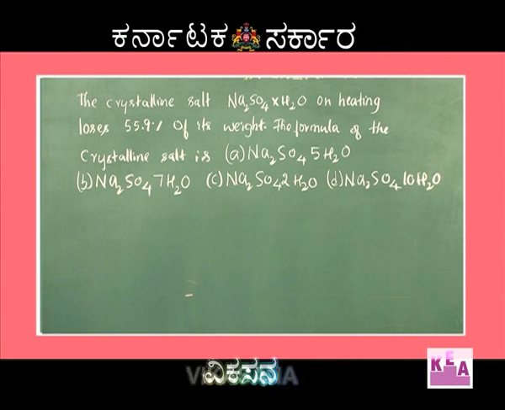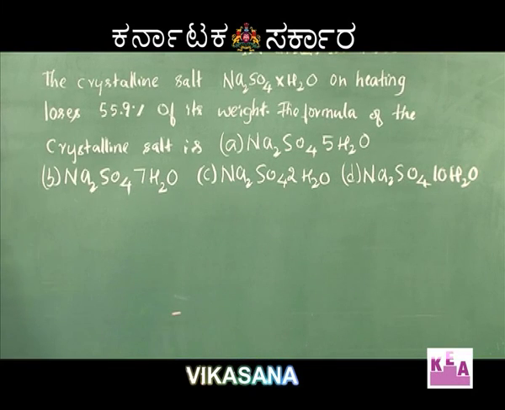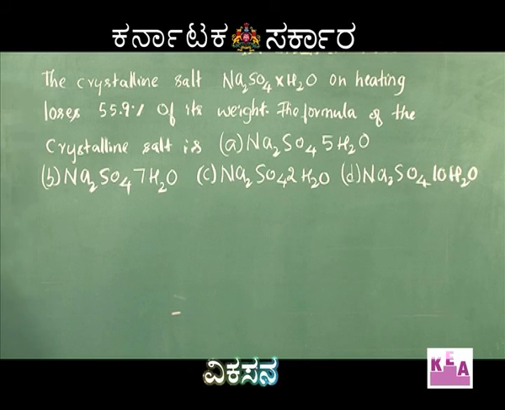The crystalline salt Na2SO4·XH2O on heating loses 55.9% of its weight. The formula of its crystalline salt is option A, Na2SO4·5H2O, option B, Na2SO4·7H2O, option C, Na2SO4·2H2O, and option D, Na2SO4·10H2O. Students, here you have to note that Na2SO4·XH2O is a hydrated salt.